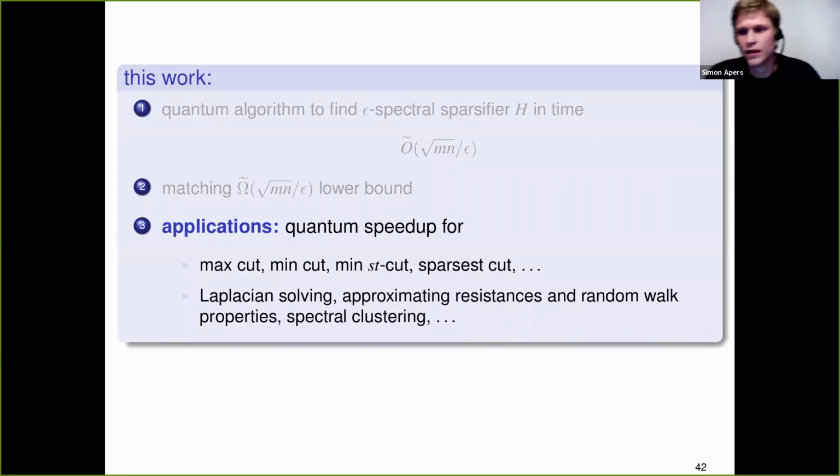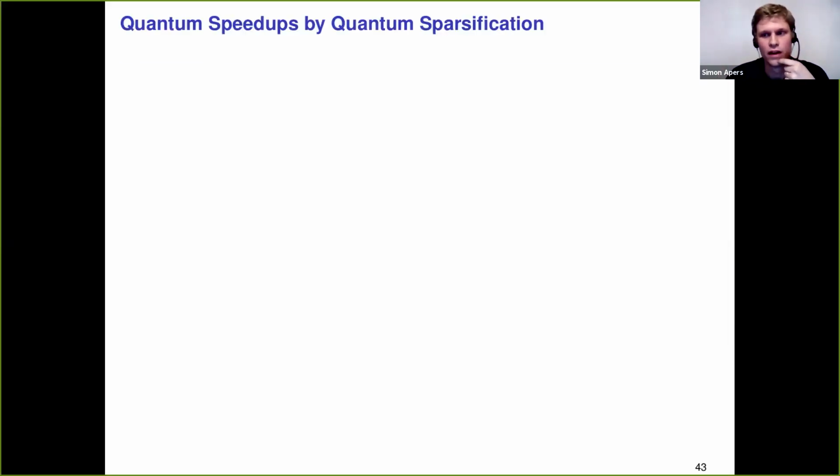Okay. So given that we have this algorithm, we now want to demonstrate what it's capable of and what we can do with this algorithm. Not so surprisingly, similarly to how classically spectral sparsification allows for so many algorithms and speedups, in the quantum case, we find the same thing. We have this general blueprint of the quantum speedups that we show, and they're somewhat vanilla.